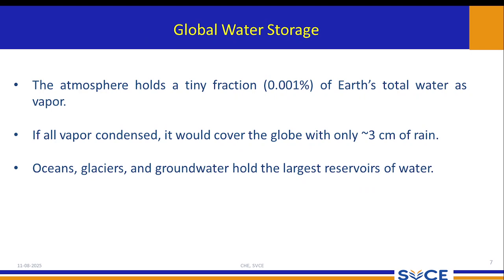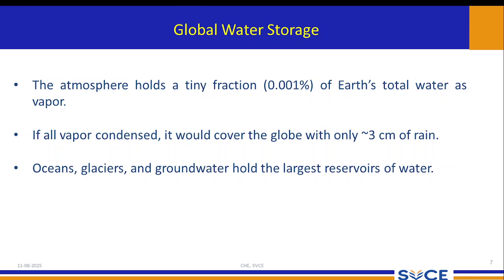Global water storage. The atmosphere holds a tiny fraction, 0.001% of Earth's total water. Just imagine, 0.001 of Earth's total water is not small, still large, right? If all vapor condensed, it could cover the globe with only 3 centimeters of rain. Just imagine, 3 centimeters of rain.